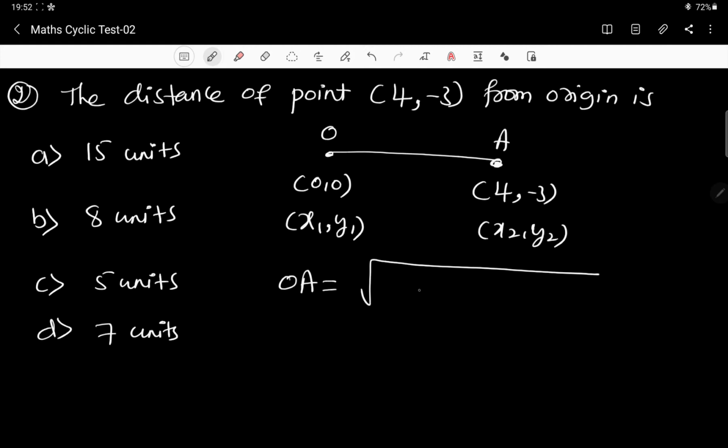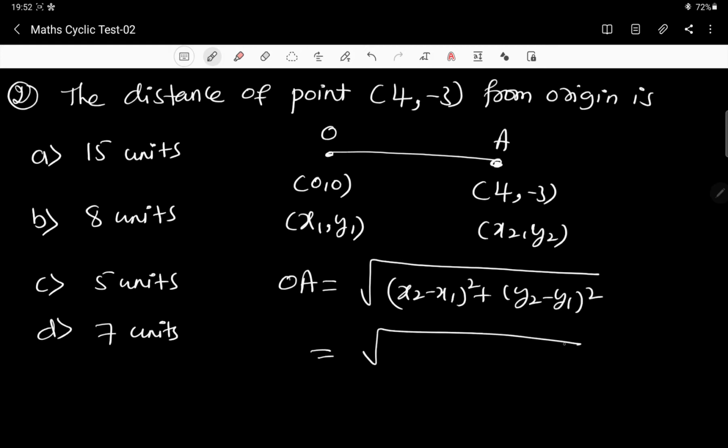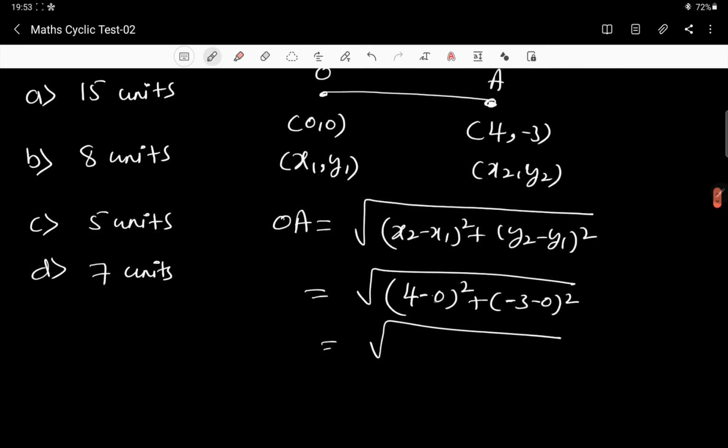What is the formula? That is under root x2 minus x1 whole square plus y2 minus y1 whole square. Directly you can do it as 4 minus 0 whole square, minus 3 minus 0 whole square. Directly also you can do it, but if you go as per the method, it will be more comfortable. Here you get under root, 4 minus 0 is 4 only, so 4 square is 16 plus minus 3 whole square is 9, so it becomes under root 25. Under root 25 means 5, so 5 units it will be. This is the right option. Option C is the right answer.